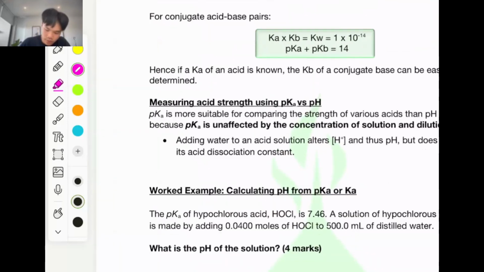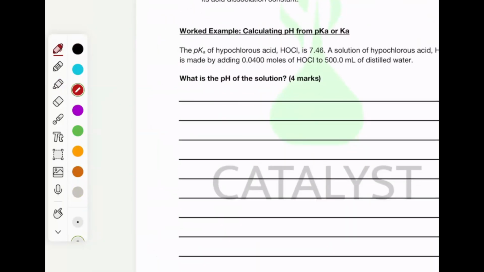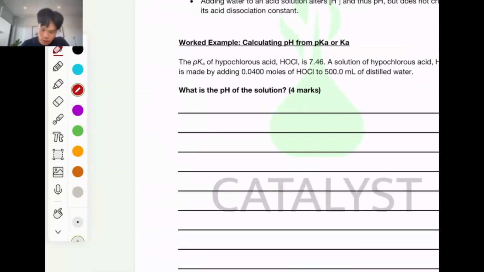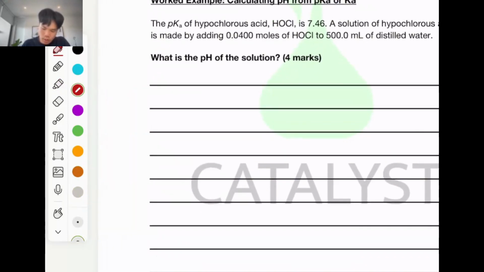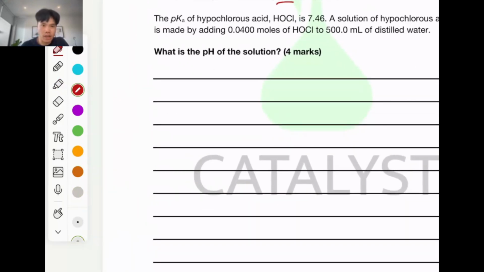Relating these together, Ka times Kb is actually equal to Kw. And so that's why it's 1 times 10 to the negative 14. And pKa plus pKb is equal to 14. And this is only true at 25 degrees Celsius. Common question type, where you have to calculate pH from a pKa or Ka. Good question to try here if you have time on your hands.